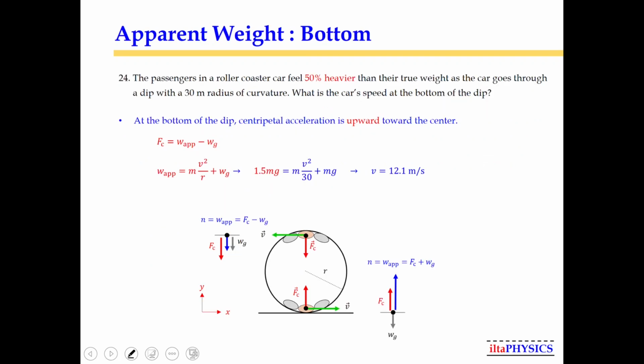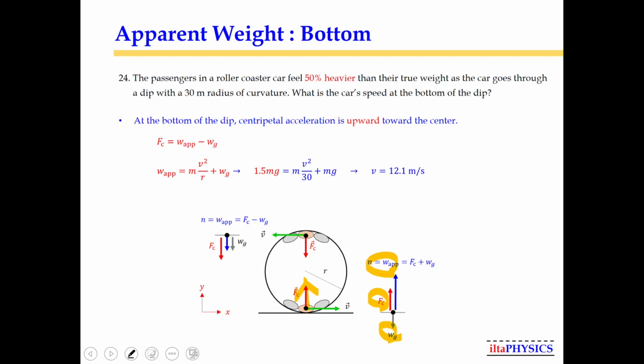Problem number 24 says a rider on a roller coaster felt 50% heavier than their actual weight when passing the bottom. It asks for the speed of the roller coaster at that point. Visualize the diagram, and let's draw the free body diagram at the bottom. We have weight pointing down, and both centripetal force and the normal force, apparent weight, pointing up. Remember, we need a constant centripetal force for the circular motion.